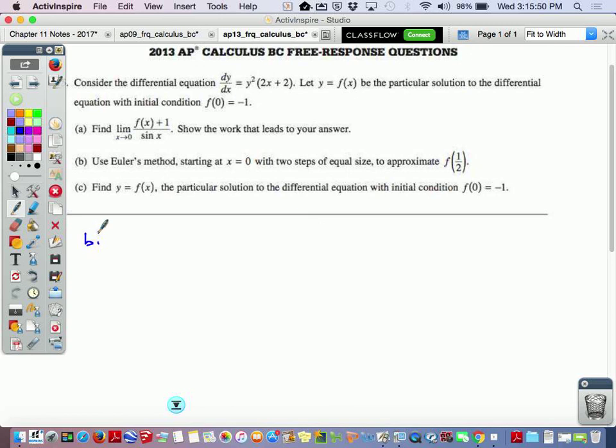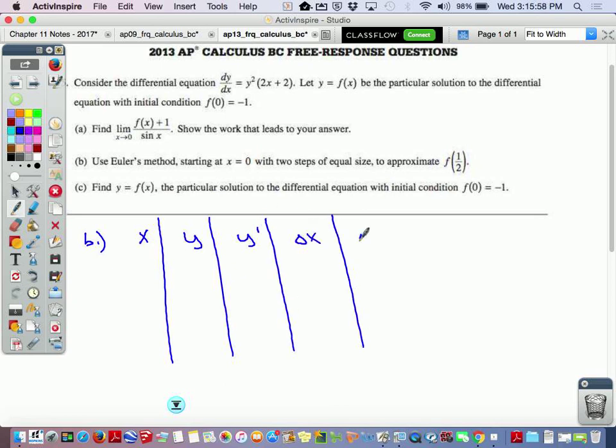Question B is an Euler's method question. We've had a lot of practice on Euler's method. We're going to make our table of x, y, y prime, delta x, and delta y equals y prime times delta x. And we start with our point (0, -1). We're going to use Euler's method with 2 steps of equal size to approximate f of 1/2.